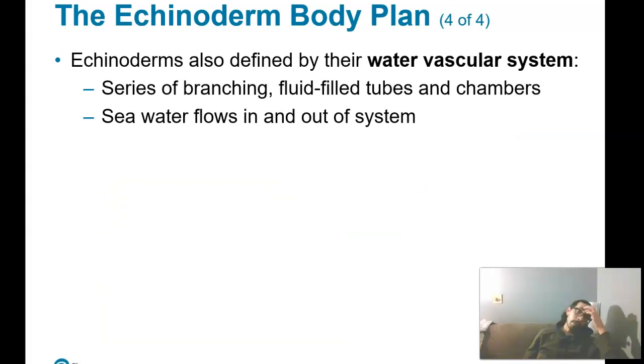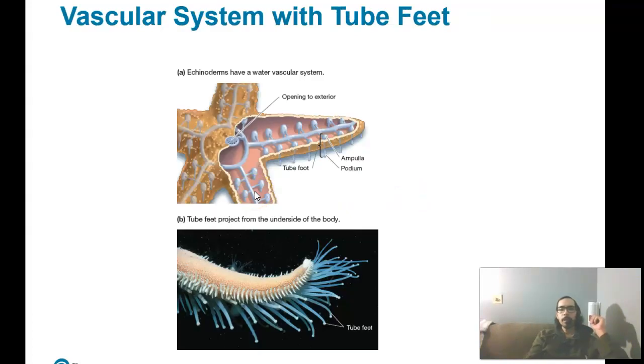Okay, so the echinoderms are also defined by the water vascular system. This is a system that they use for locomotion and also for feeding. It's a series of branching fluid-filled tubes and chambers, and the water flows in and out of this system.